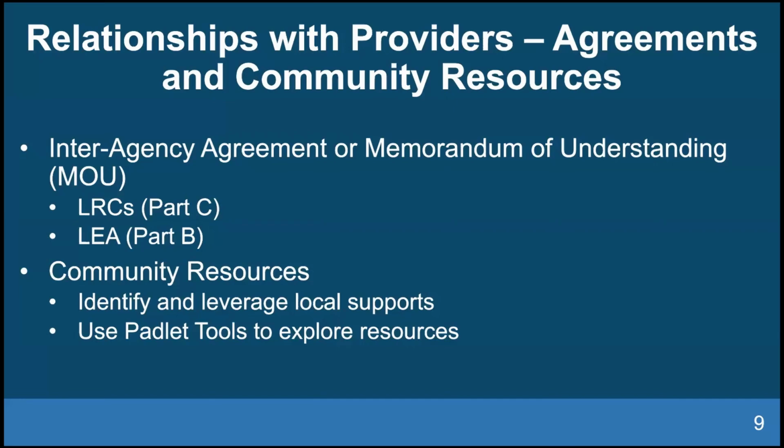The final key component is building and maintaining strong partnerships with community resources. Knowing what resources are available in your local community helps programs support children and families more holistically. Community partners may include health providers, family support agencies, nonprofits, early intervention specialists, and cultural or language-specific organizations.